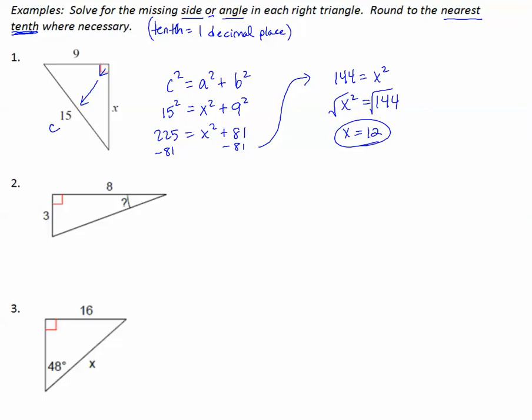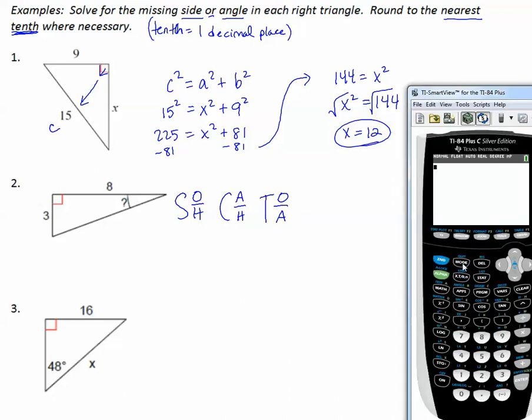So in our second example, it's a mix of sides and angles. So let's write down SOHCAHTOA. We'll make sure our calculator's in degree mode before we begin. Mode, check out degree mode. It is. So let's carry on.